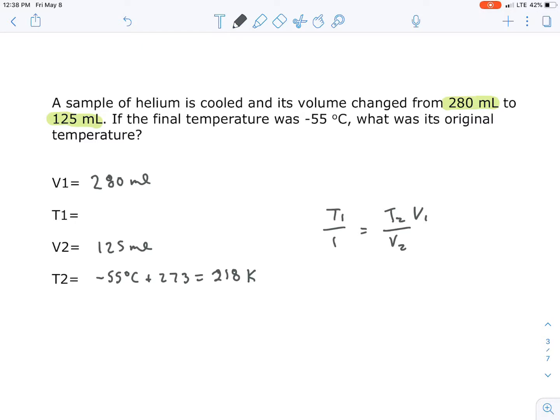All right, so we have 218 times 280 divided by 125. All right, let's see what's going to happen here. The volume went down, so the temperature should go down, right? All right, 218 times 280 divided by 125.